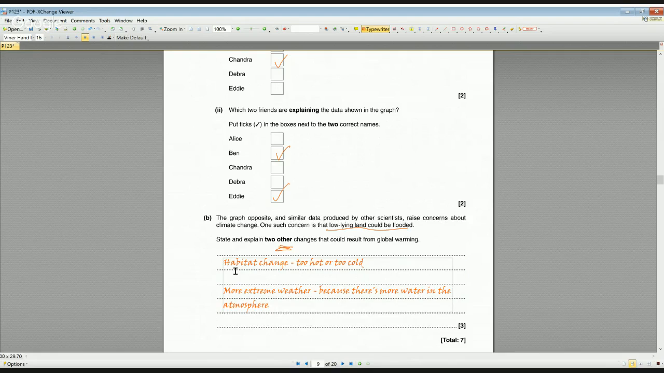Now remember, you get 2 marks for identifying 2 changes and 1 mark for explaining one of them. So actually just saying habitat change because it's become too hot or too cold would get you 2 marks, and then saying more extreme weather would get you the 3rd mark.